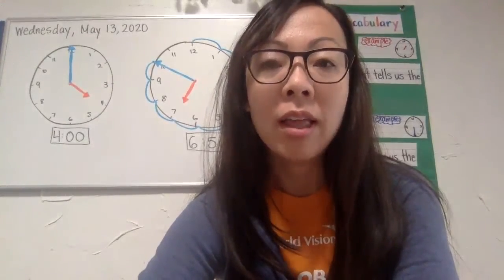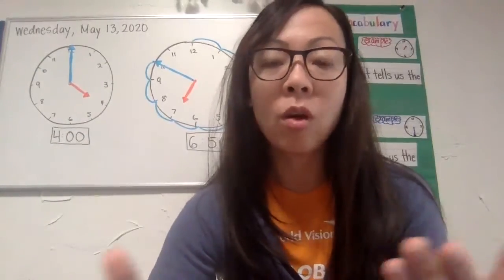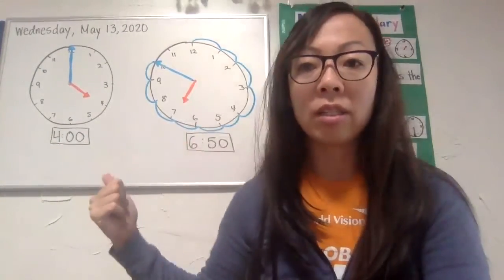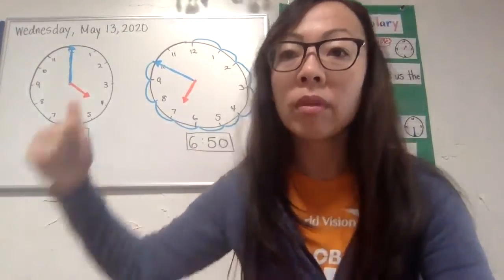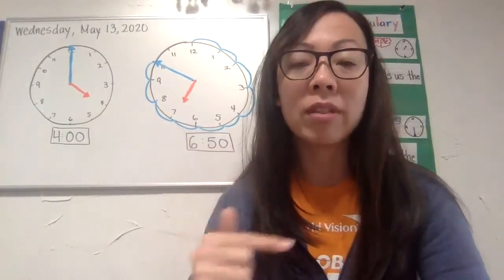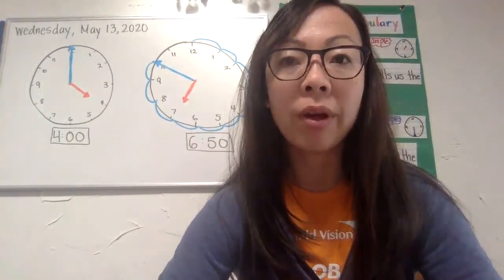All right, scholars, as you're looking at telling time and putting hour and minute hands on your own clock today, let's think about where the hour hands go. Sometimes it's going to go right at the hour that it says, and sometimes it's going to go in between two numbers. Our minute hands, we're counting by 5s. So we're remembering that the minute hand is the long hand and the hour hand is the short hand.